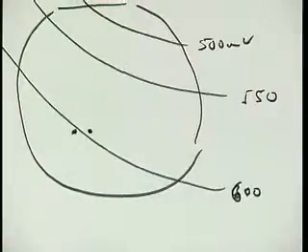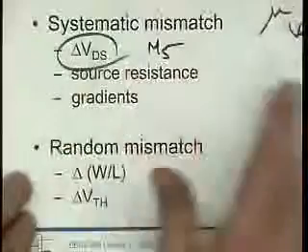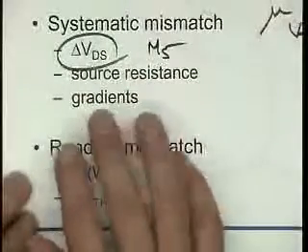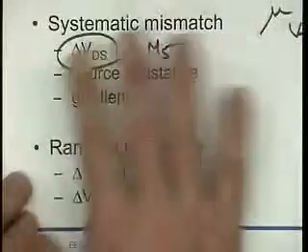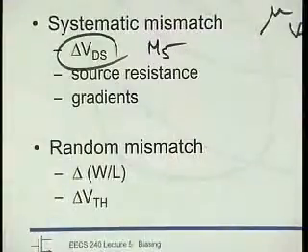So let's suppose that we've done everything right, M5 and so on are there. There is no source resistance to speak of, and we have a common centroid layout. So the systematic mismatch really is gone. But then we end up with random mismatch.